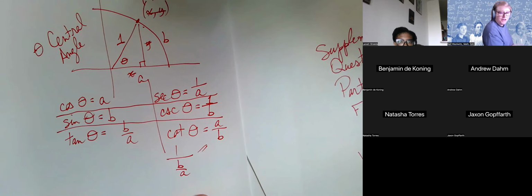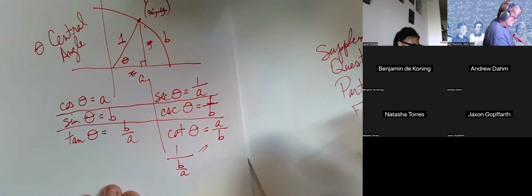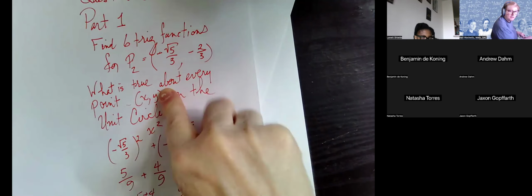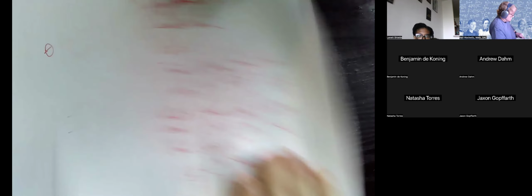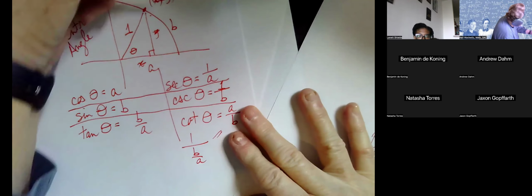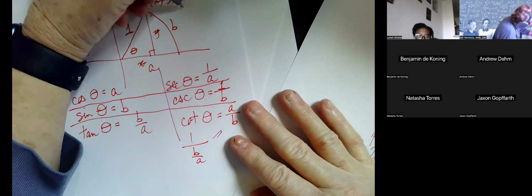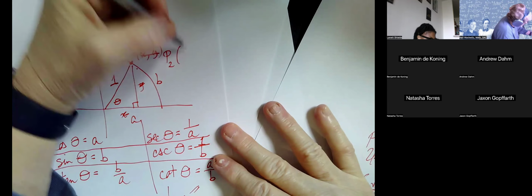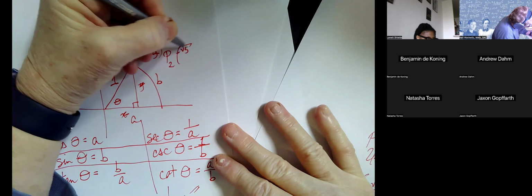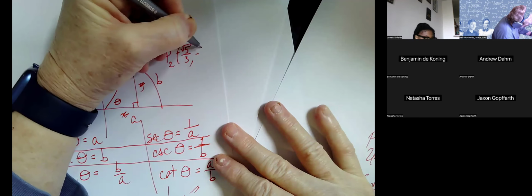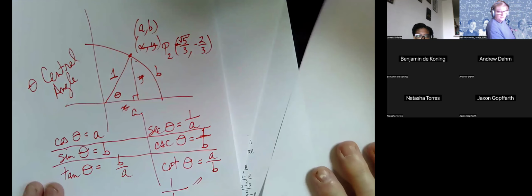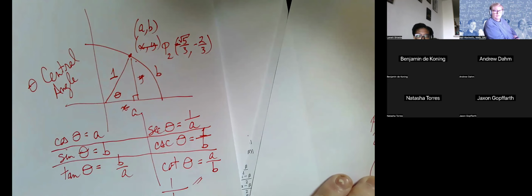Okay, so we're going to use these relationships to find the 6 trig functions of this point. So let's write our point down. Our point is (-√5/3, -2/3). And somebody tell me, did I put P2 in the correct quadrant?